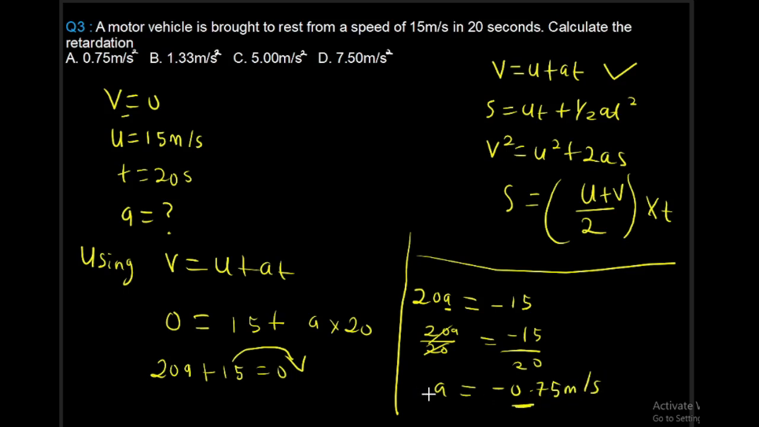So this is our answer. The acceleration is retardation, which is negative acceleration. So we can also write it this way: the retardation is equal to 0.75 meter per second squared. Okay, so this is our answer here, option A.